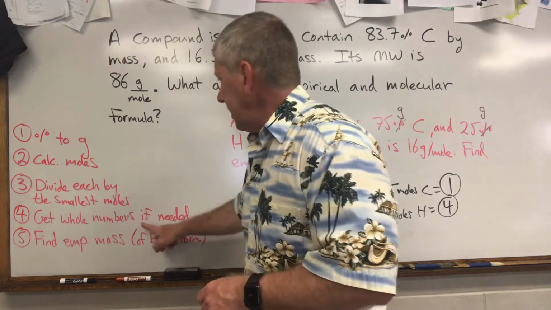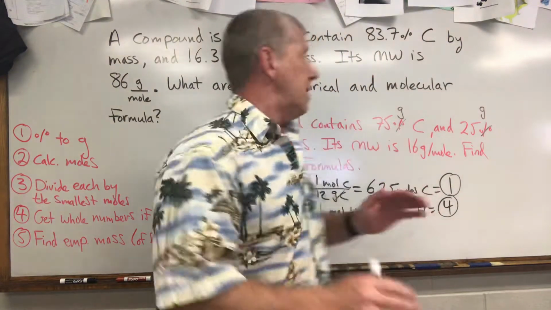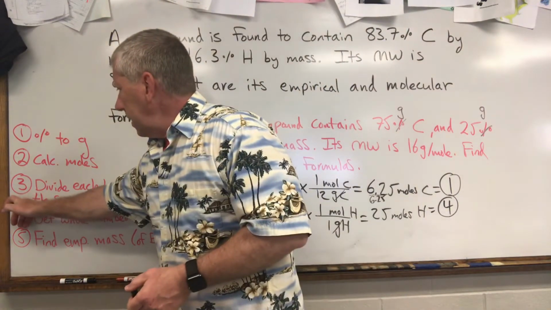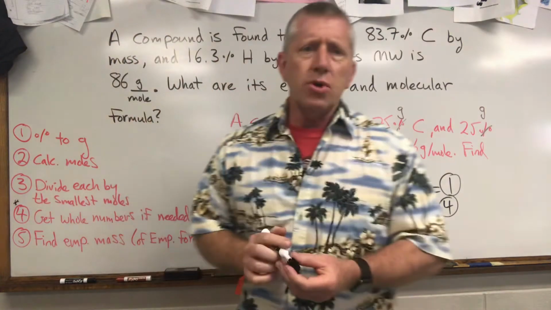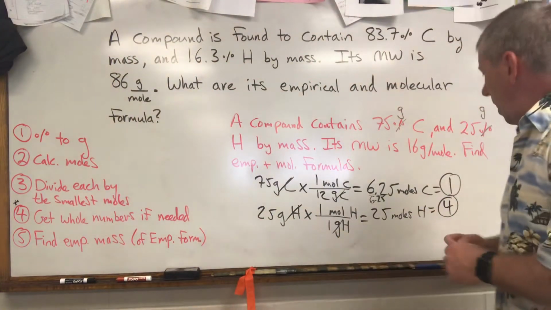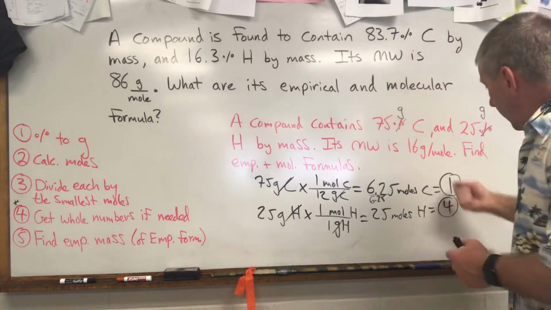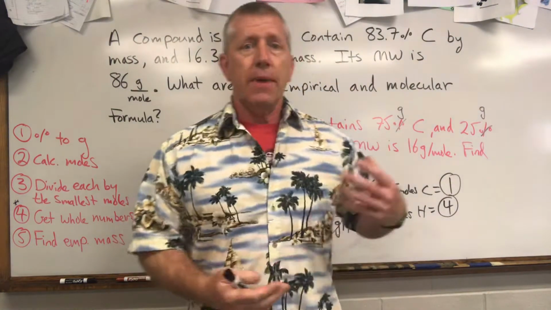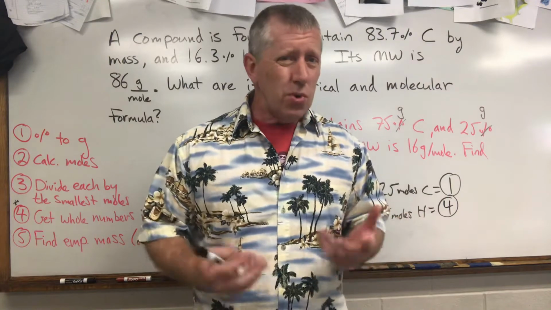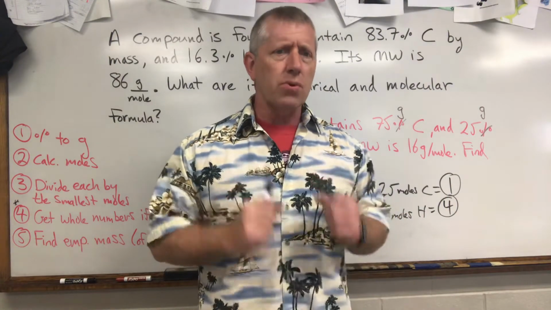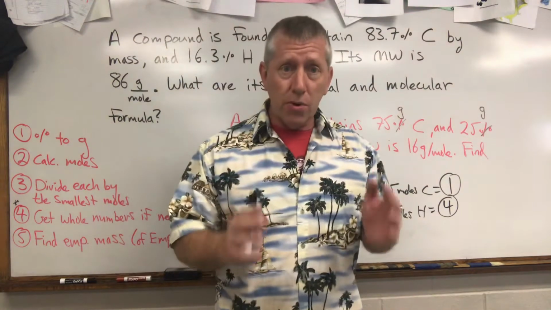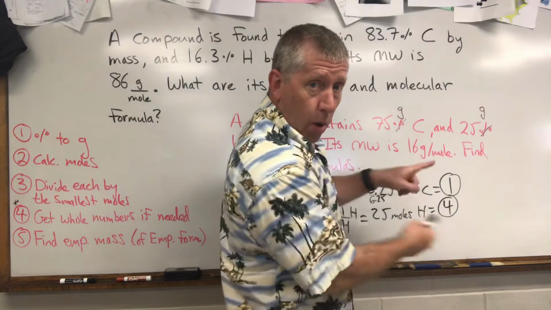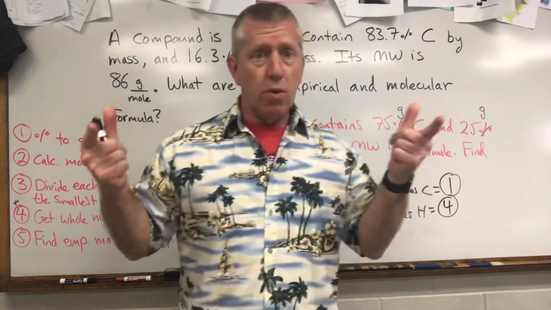Get whole numbers if needed. Now what that means is, we're going to see in the next problem, I am going to have to use that step 4. So I'll put a little asterisk here next to it, a little star. Sometimes you use it, sometimes you don't. And here's what I mean. I don't have to use it in this problem because I have whole numbers here. I have a 1 and a 4. Those are whole numbers. I don't have a fraction. If I had 1 and 2.5, that's a ratio of 1 to 2.5, but you couldn't use 2.5 in a formula. You know that. You have to use whole numbers. So therefore, if I don't have whole numbers, I would use that step. We'll use that in the next problem. This problem, we have whole numbers. Step 4, not needed. Moving on.